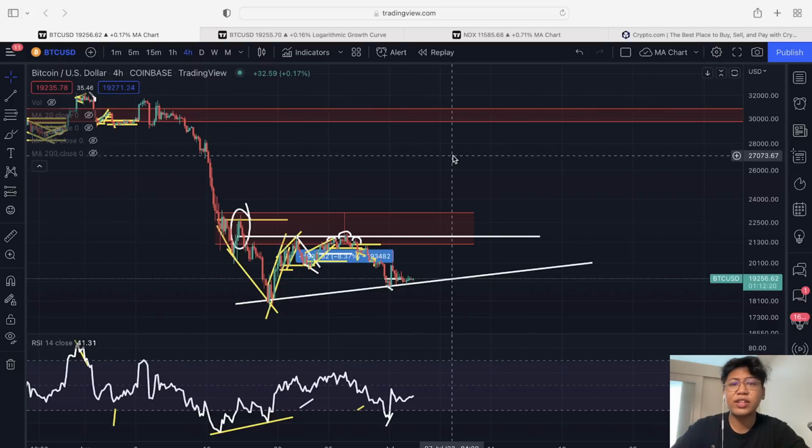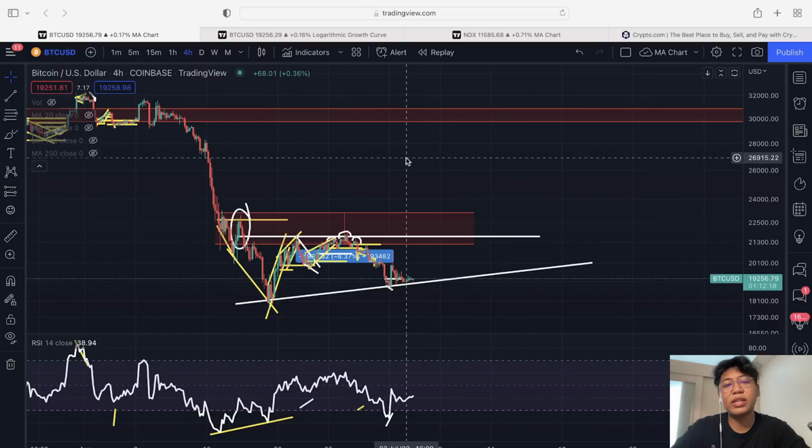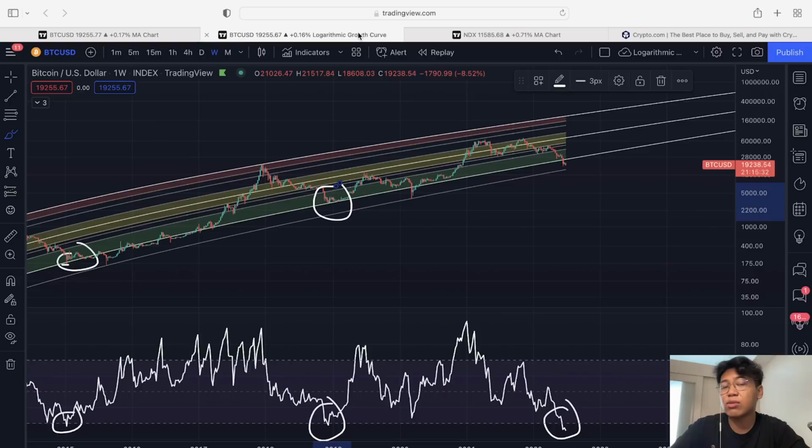In this video, Bitcoin is right now forming an ascending triangle, and on top of that, we are also going to give you an update with the Bitcoin logarithmic growth curve. Well, stay tuned to know more.